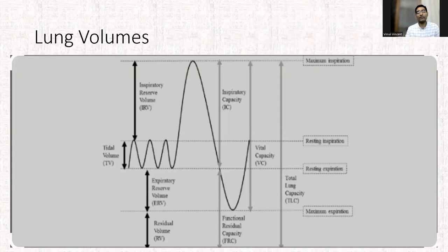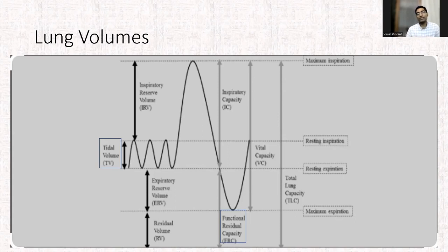Tidal volume is the amount of air that goes in and out of the lungs during a normal respiration. Expiratory reserve volume is the volume of air that can be forcefully expired after the end of a normal expiration. The residual volume is the volume remaining in the lungs after a forceful expiration. When you combine the expiratory reserve volume and the residual volume, you get the functional residual capacity, which is a very important volume. It is from this volume that the pulmonary capillary vessels exchange the gases. This is the buffer zone from which the gaseous exchange takes place across the alveolar capillary membrane.